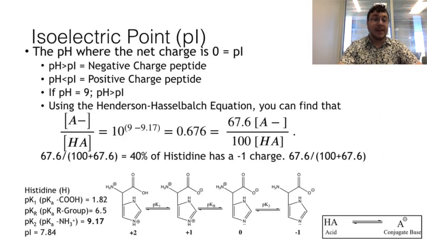If histidine's isoelectric point is 7.84, and let's say we put it into a solution that is pH 9, you'd expect the molecule to be negatively charged since the pH is greater than the pI. Using the Henderson-Hasselbalch equation to confirm this, it can be calculated that at pH 9, about 40% of histidine has a negative 1 charge. Therefore, this statement is correct.